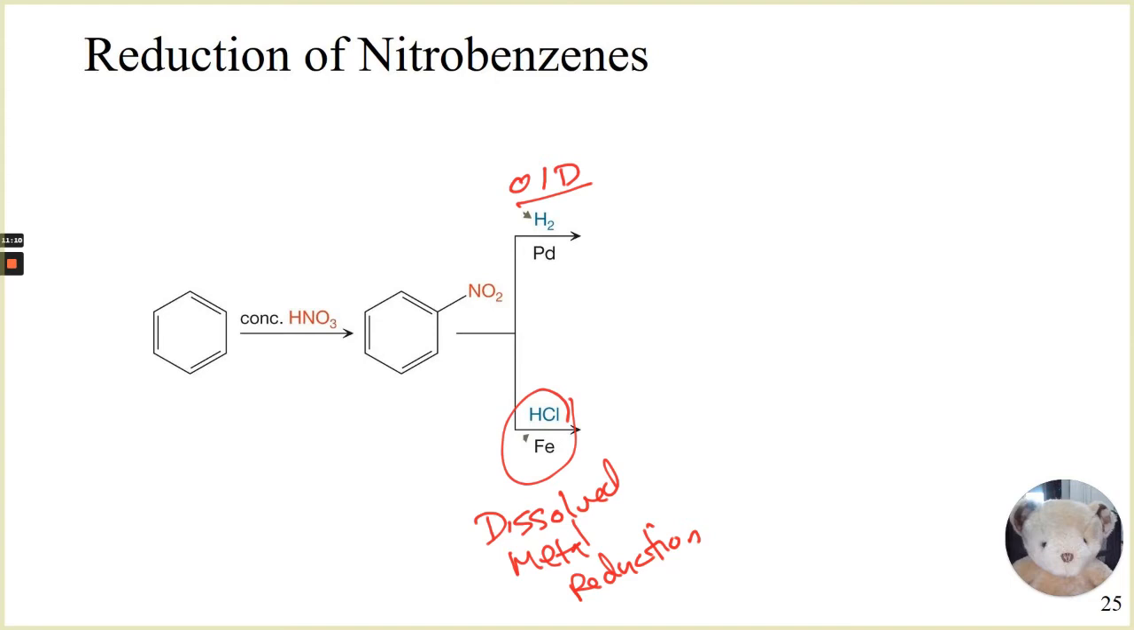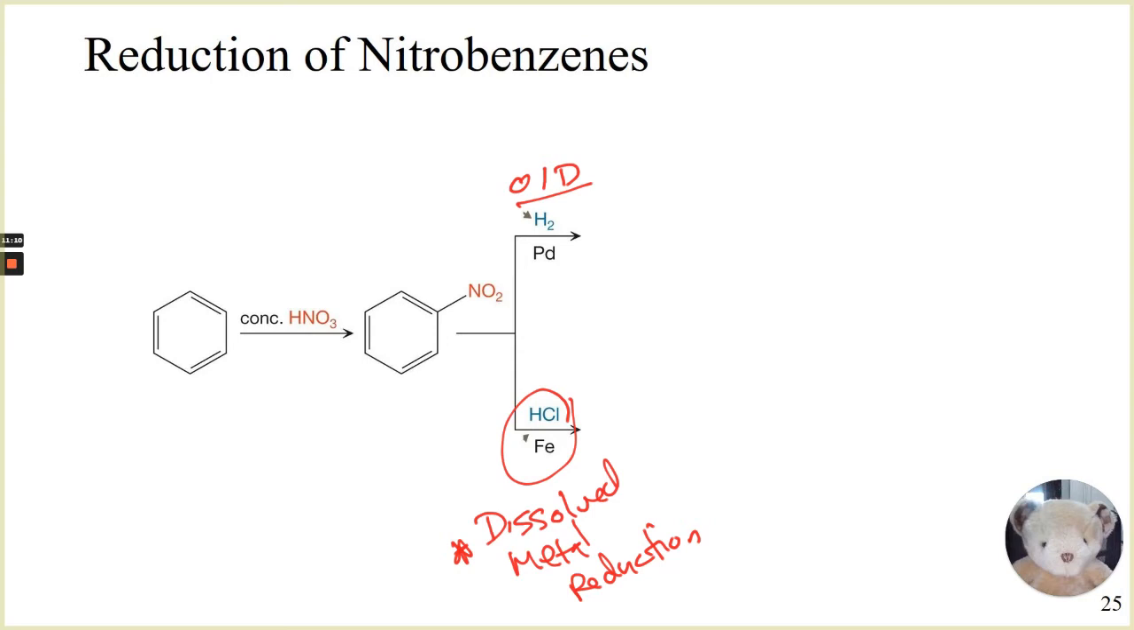Does it have to be iron? No. Okay. So this is why dissolved metal is potentially a better term to memorize if you're going to go through and memorize this, which I would recommend, because I'm not showing a mechanism. Remember, it's a dissolved metal. So if you see HCl and the metal, you're doing a nitro reduction.